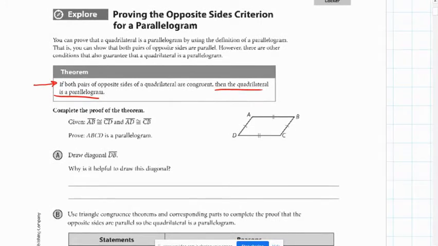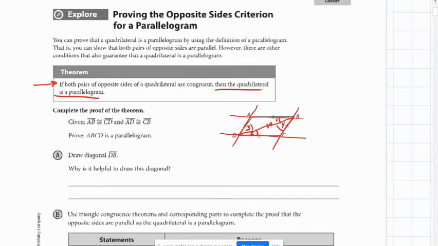If we know that opposite sides of this quadrilateral are congruent, all we have to do is draw a diagonal. That's a shared side. Then we can say these two triangles are congruent by SSS. If they're congruent, then all their matching parts have to be congruent. So angle 1 and angle 2 would be congruent, and angle 3 and angle 4 would be congruent. That's enough, using alternate interior angles, to show that this line must be parallel to this one, and this line must be parallel to this one.